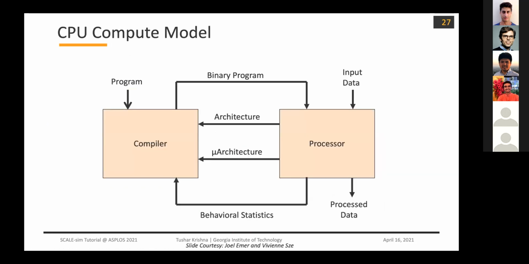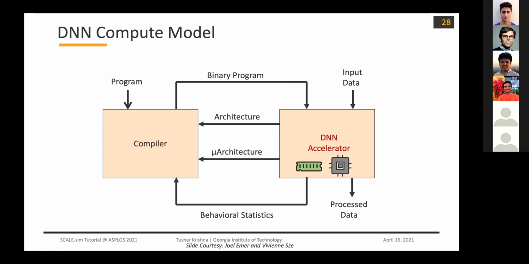So just to set the stage of how all of this fits into the full system. We are all familiar with the CPU compute model, where you have your processor and it interacts with the compiler, which will give it a binary program, and it exposes the architecture and some of the microarchitectural knobs to this, right? And the program feeds in here. So in the DNN accelerator context, there's a similar analogous behavior. So this is where your DNN accelerator comes in. It gets input activations as input, produces output activations.